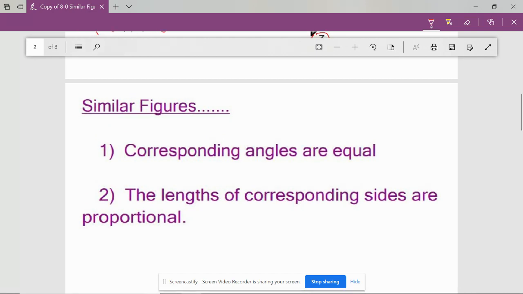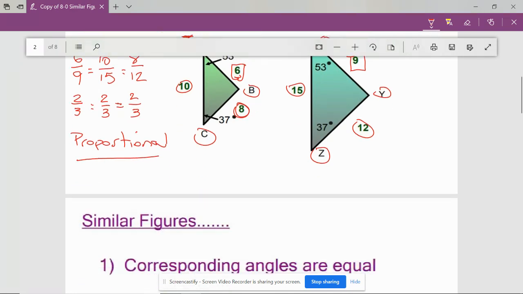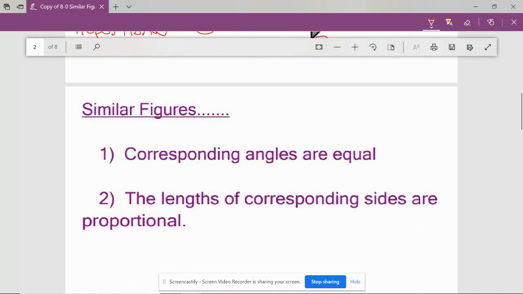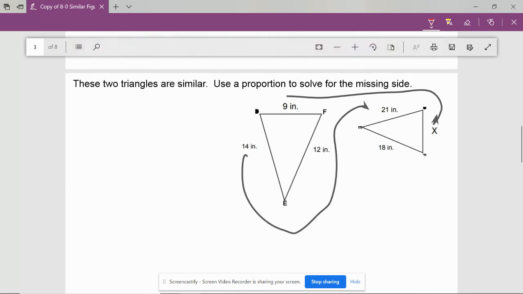So if we look at this, we see that these sides of these two triangles are all proportional. Okay, they all reduce to 2/3. That means that they are similar. So similar figures are going to have these two things to them. So let's make sure that we go on and we look at this.